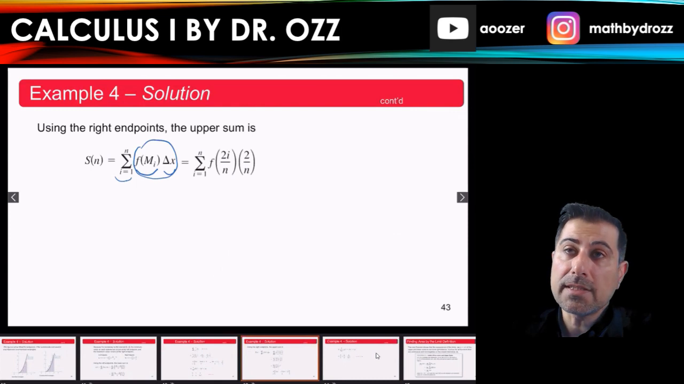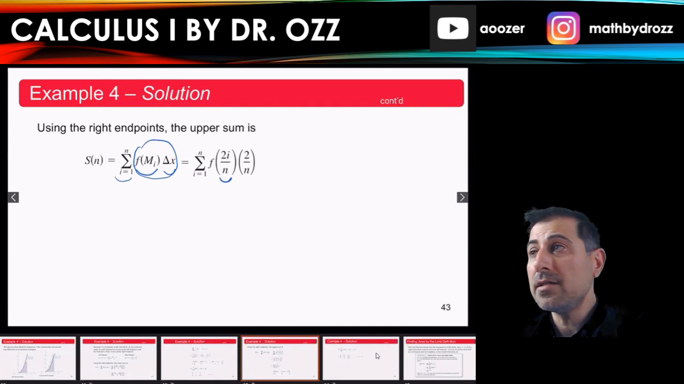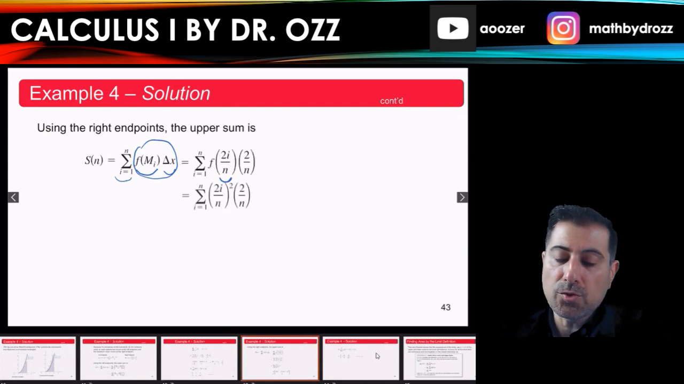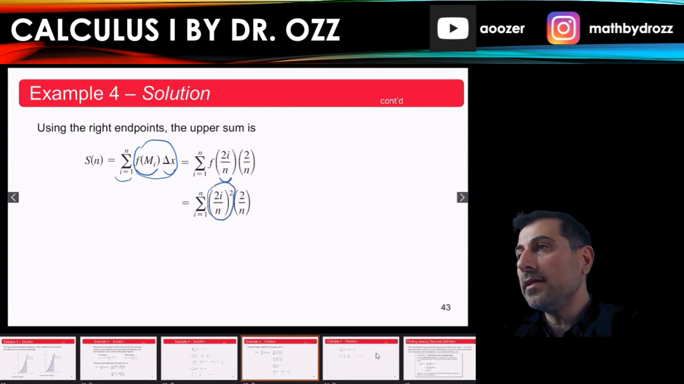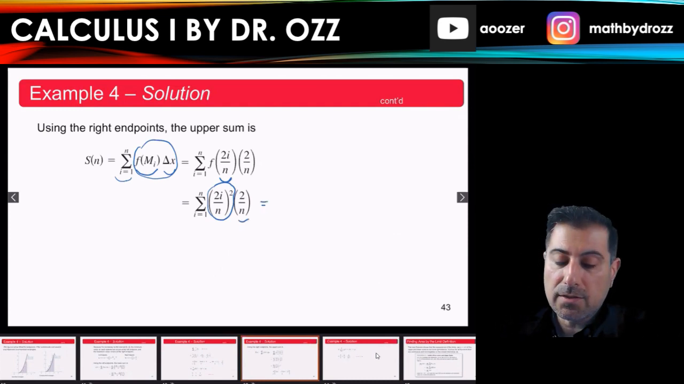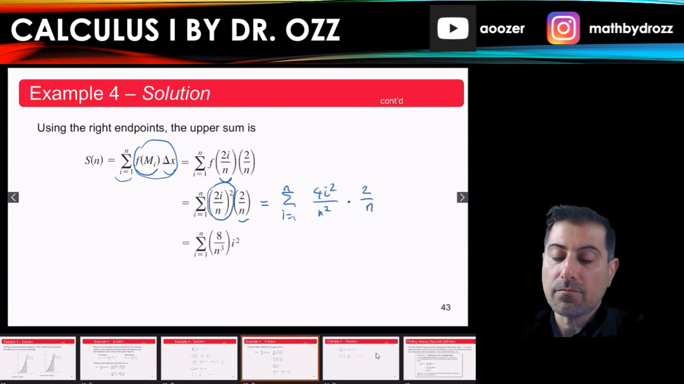In the previous slide, we found that the right endpoints are represented by 2i over n. So we're going to look at f of 2i over n times 2 over n. Well, f of x equals x squared. So that means f of 2i over n is (2i over n) squared times 2 over n. So let's rewrite that as 4i squared over n squared times 2 over n. In the next step, we simplify that. Well, this is 8i squared divided by n cubed.